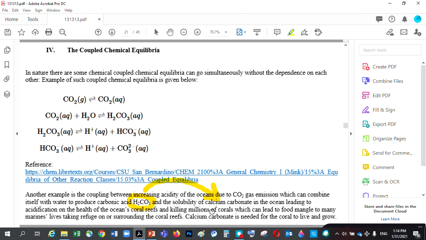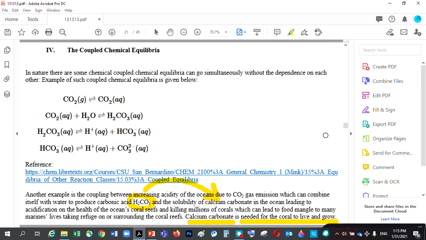So when you kill those corals in millions, there's a lot of food shortage for many marine lives around the coral or living inside the coral. That's a very strong issue of climate change, because we consider CO2 just as global warming, but we don't see the effect of CO2 in dissolving the coral calcium carbonate, which is needed for coral life and growth.